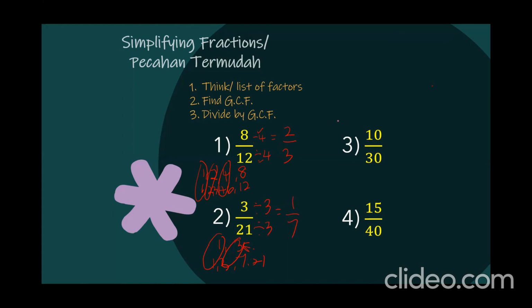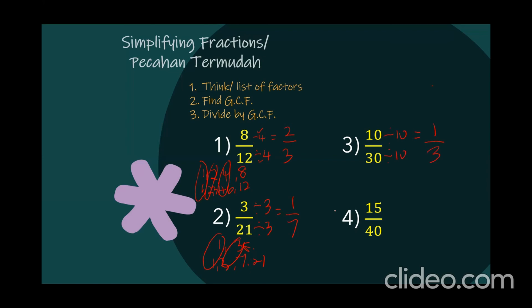Okay, look at number 3. We have 10 over 30. As we know, in fractions, numbers that end with 0 can be divided by 10. So 10 is actually the greatest common factor for 10 and 30. So 10 is divided by 10, and 30 is also divided by 10. So we got 1 over 3, or 1/3.